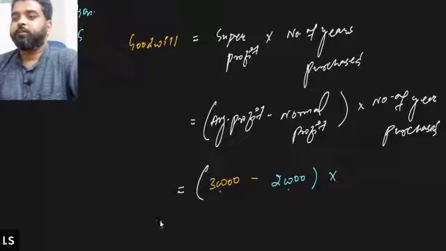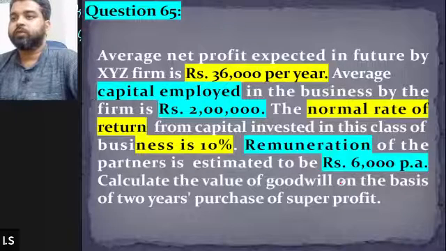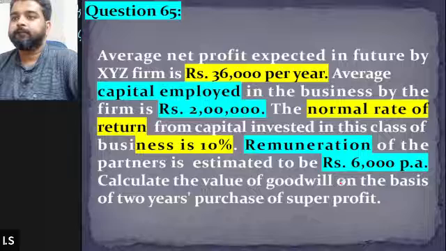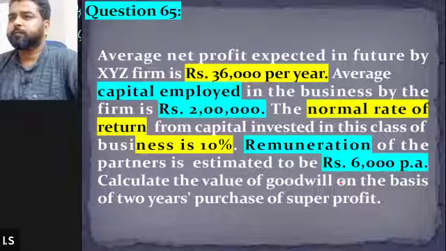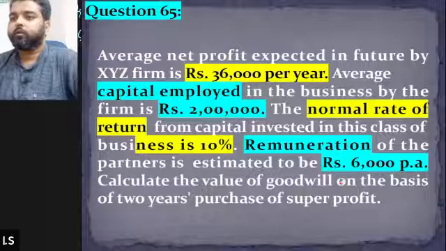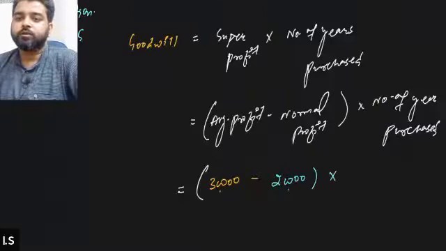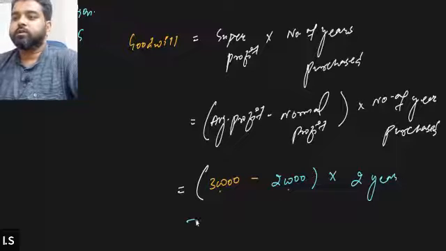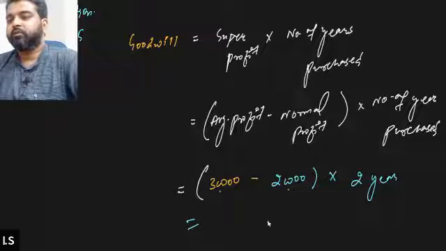Multiplying it with the number of years purchase. The number of years purchase is also there in the question. Just a minute. What is the number of years purchase? Two years purchase, sorry. So we will multiply it with 2 years. So this is our answer: 30,000 minus 20,000, we will get 10,000. And 10,000 multiplied with 2 years, we will get 20,000.